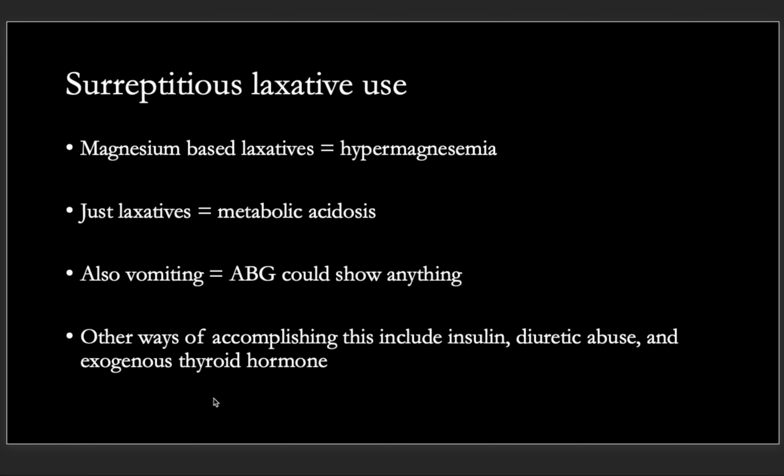Just a reminder of other ways to do this. Someone could be injecting insulin, someone could be abusing diuretics, or using exogenous thyroid hormone. You can buy thyroid hormone on the internet for about $50, so I would look out for it being more common as the supplement industry grows.